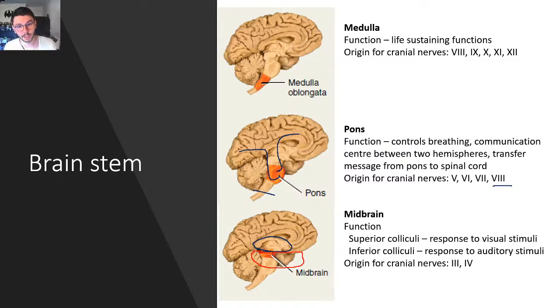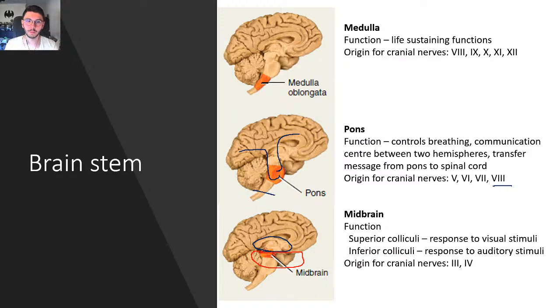And the origins for the cranial nerves is cranial nerve 3 and 4. And these control the eye movement. So that's very important there. As you can see, the relevant anatomy and its function, it relates to the origin of the cranial nerve. So that's sort of the takeaway from this slide.